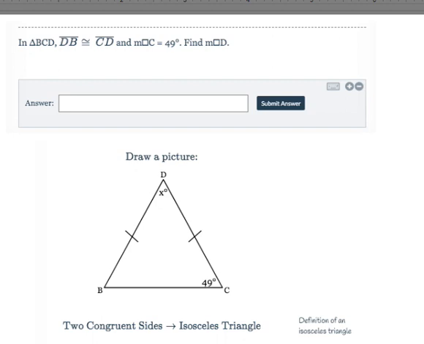Looking at another problem, we're going to look at this one, and this is going to be our last one. In triangle BCD, DB is congruent to CD and angle C is equal to 49. Find the measurement of angle D. Now the first thing you have to do is draw your picture. This is not given to you, you have to draw it. So we have BCD. We drew that DB was congruent to CD. That's where these marks come in. They give us that angle C is 49, and we have to find angle D.